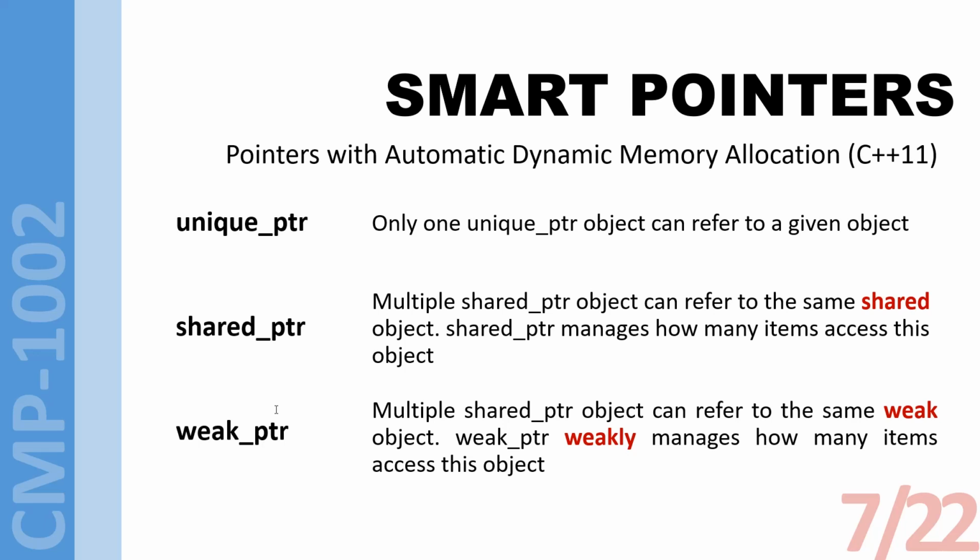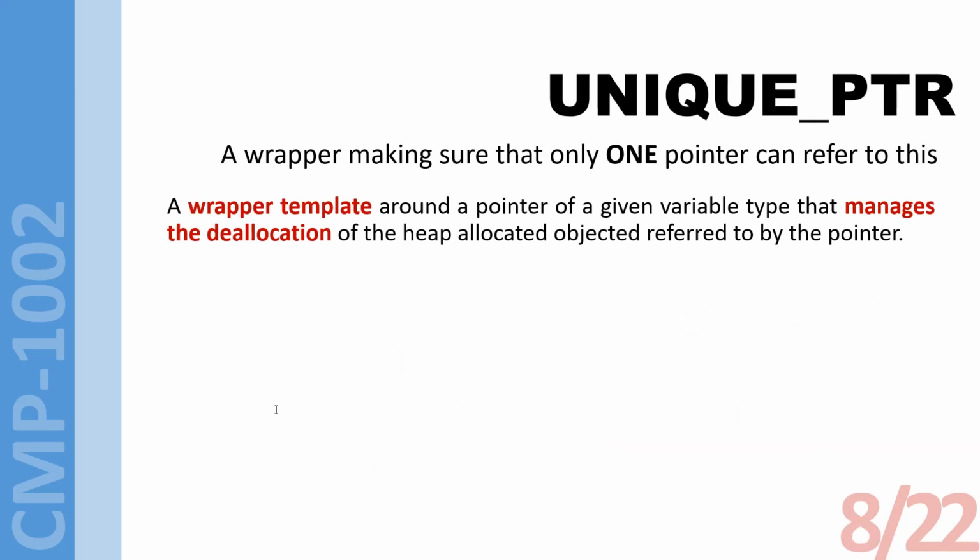The third one, the weak pointer, doesn't work on its own. While you have an item that is being pointed to by the shared pointer, some weak pointer can also refer to that object. But the weak pointer weakly manages how many items access this object, so it's not gonna increase the count in the shared pointer, basically speaking. I'll come to that later when I talk about the weak pointer. So let's look at the unique pointer. As I mentioned, the main idea is a wrapper making sure that only one pointer can refer to a particular heap allocated object.